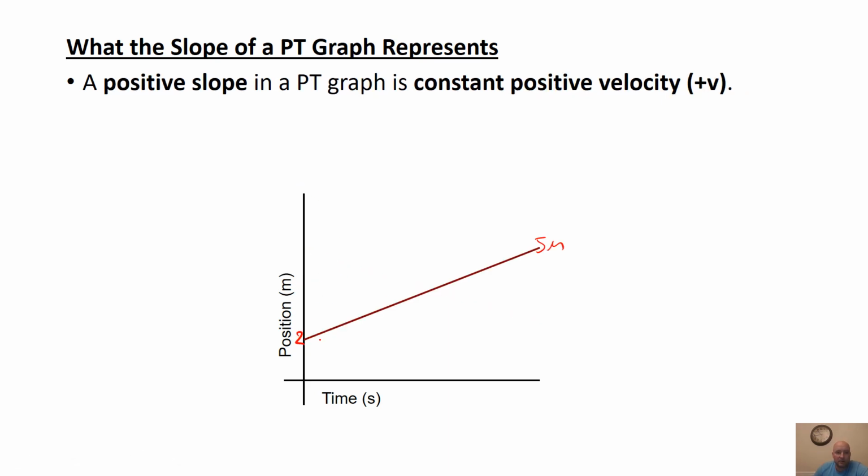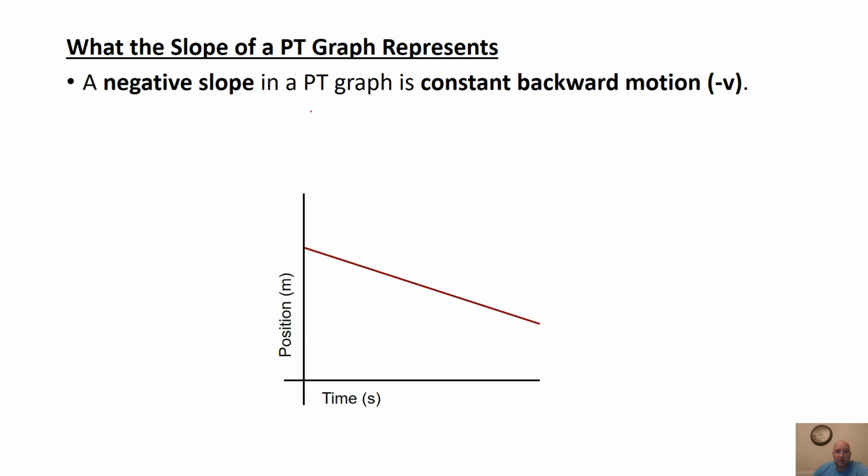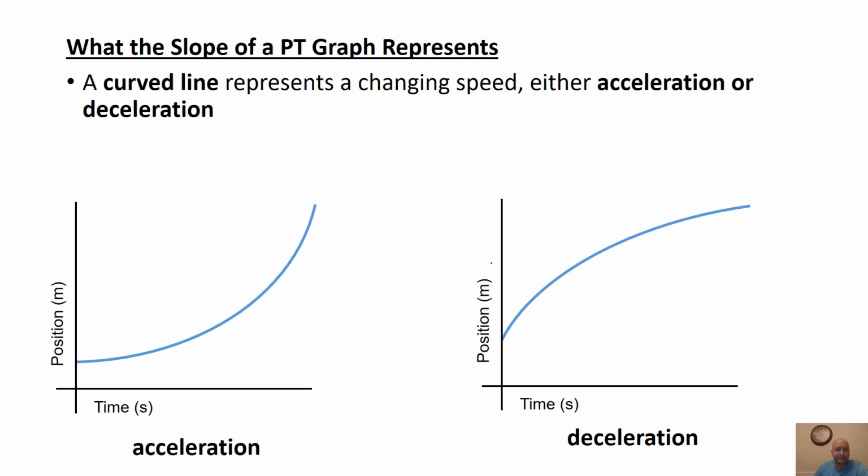A negative slope on a position time graph is constant backward motion. Like, let's say this is 5 meters, this is 2 meters. You went from 5 meters to 2 meters, but at a constant rate. This straight line just means constant something, but in this case, it's going to be a constant velocity, but it'd be backwards here.